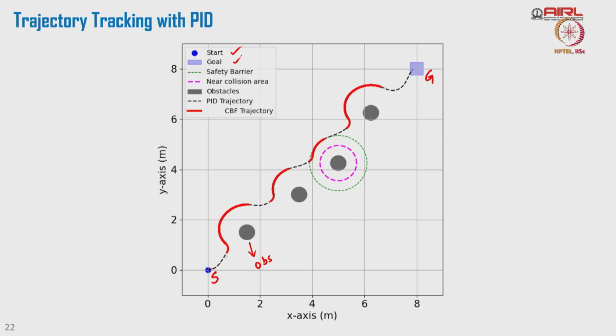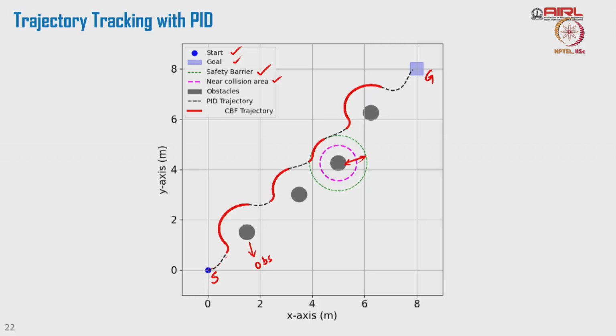For each obstacle there is a safety barrier. In the control barrier function lecture you have seen that for obstacles, first there will be the obstacle and then outside it there will be some tolerance level or safety tolerance level. That is what we are showing. In this particular scenario, the desirable thing is that the safety barrier will never be crossed. However, even if it crosses, the near collision area will not be entered by the drone.